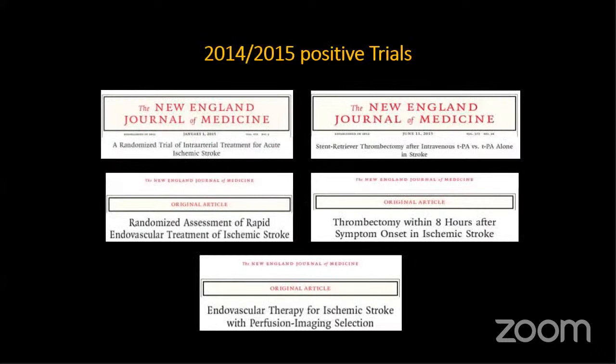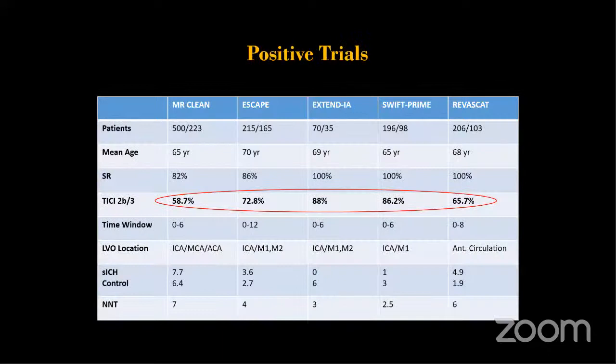Then in 2014 and 2015, by the end of 2014, the first trial, MR CLEAN, followed by other trials, ESCAPE, EXTEND-IA, REVASCAT, and SWIFT PRIME, all came out positive with statistically significant results, with very good recanalization rate. If we compare these numbers to the early trials in 2013, it was almost comparable to IV tPA at around 25 to 40%. So the recanalization rate was ranging from 60 to almost 90%.